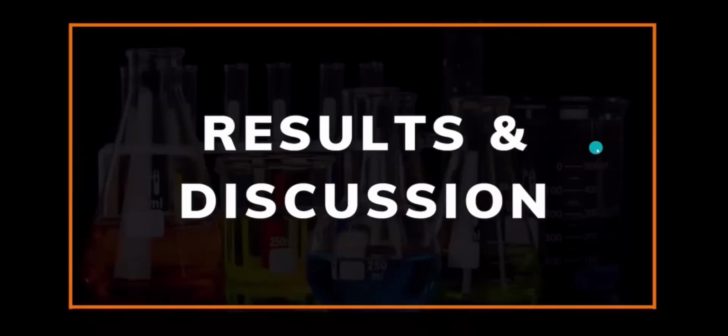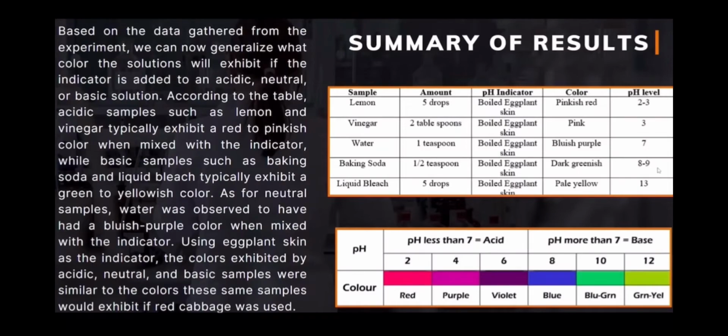Let us now move on to the results and discussion. So after adding the indicator made from boiled eggplant skin to the samples, we observed an immediate change in the color of the solutions. The table presented shows the different samples used, the respective amounts, the pH indicator used in the samples, the colors observed when the indicator was added, and their respective pH levels. The samples are also arranged from lowest to highest pH value.